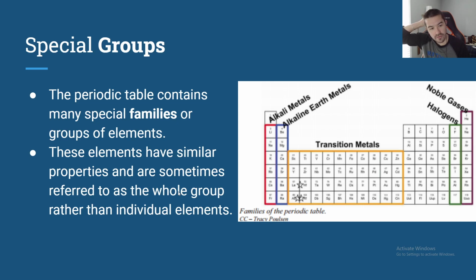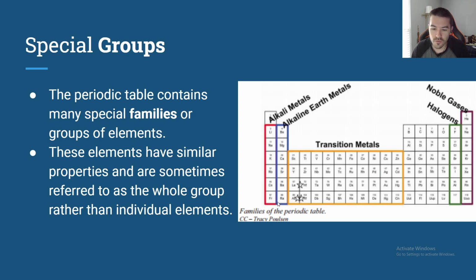Okay, and then the last thing I want to talk about here for the notes today is the special groups or special families that exist on the periodic table. These elements that are in these different shaded or colored boxes here have similar properties to each other and are sometimes referred to as the whole group rather than as individuals. So I'll just go through these quickly. This over here in the red, this would be group 1, by the way, because this is the first column.